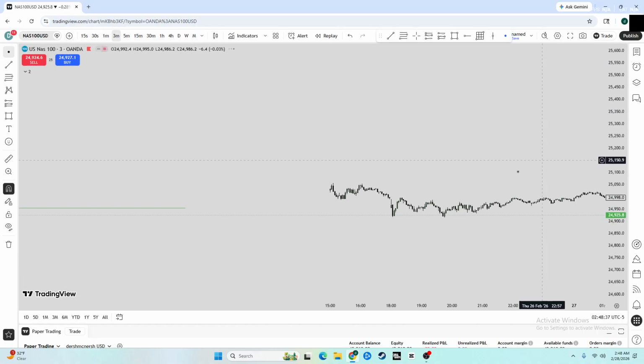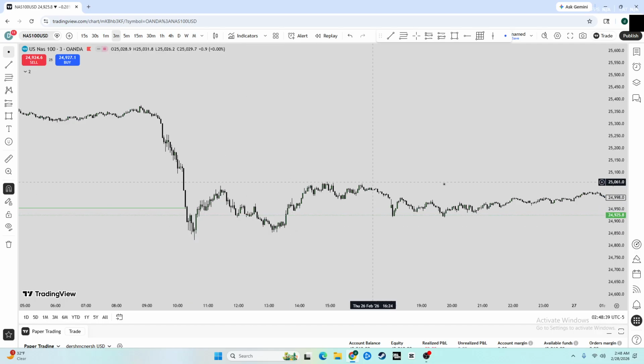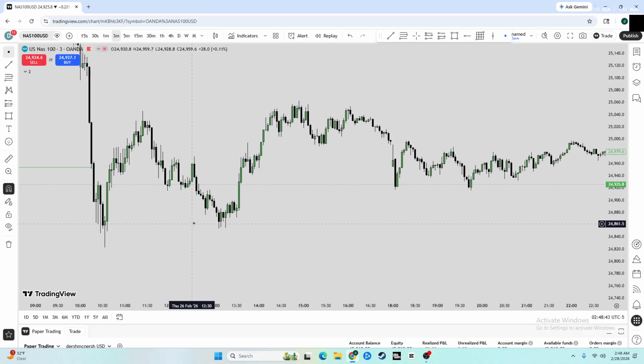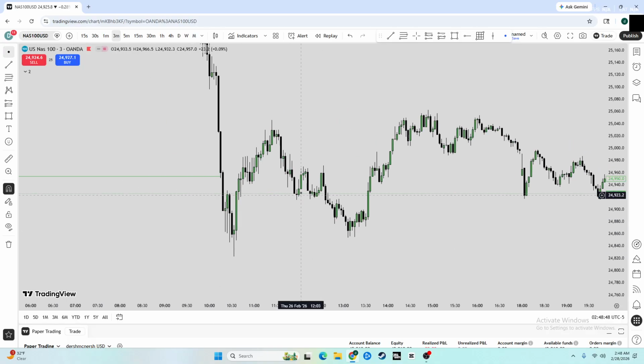Somewhere in here, when this low gets taken, someone seen this low get taken. Excuse me. And all they did was wait for their system to enter somewhere in here, and they rode it all the way up here.